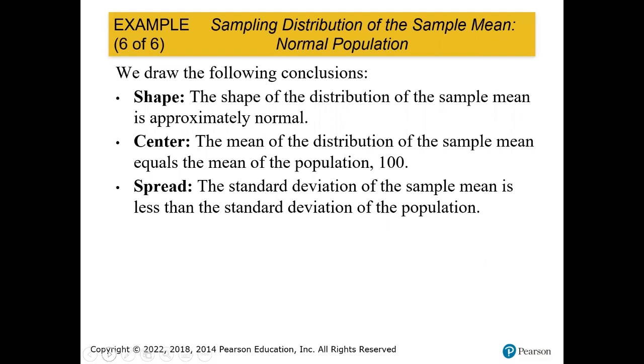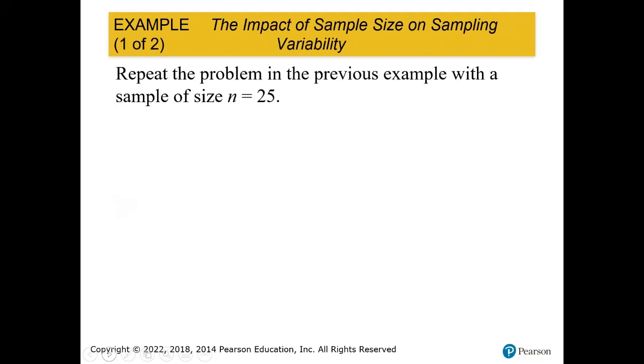So anytime you are asked to describe the sampling distribution, you need to talk about all 3 of these things. All 3 are required to explain or describe the sampling distribution. So what we're going to do now is repeat that problem, but instead of using a sample of size 9, I'm going to use a sample of 25, and we're going to see what happens.